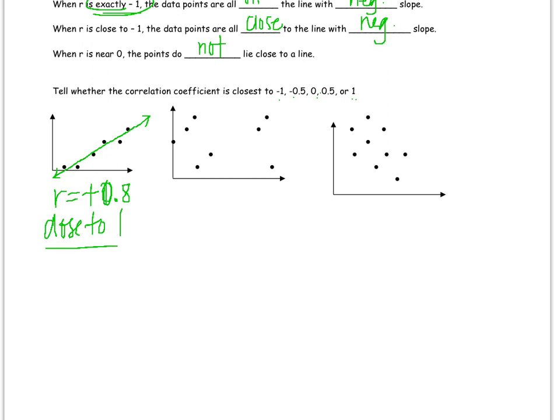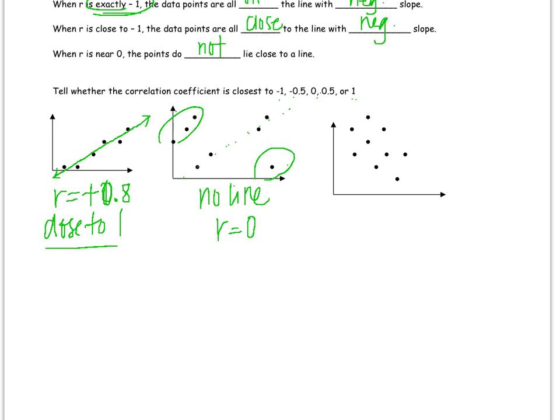In number 2, I can kind of put a line in here, but the problem is I have data way out here and way out here, and that's a bad thing. So in this case, I'm going to say no line exists because the data points are really far away, and I'm going to say that r is approximately 0.